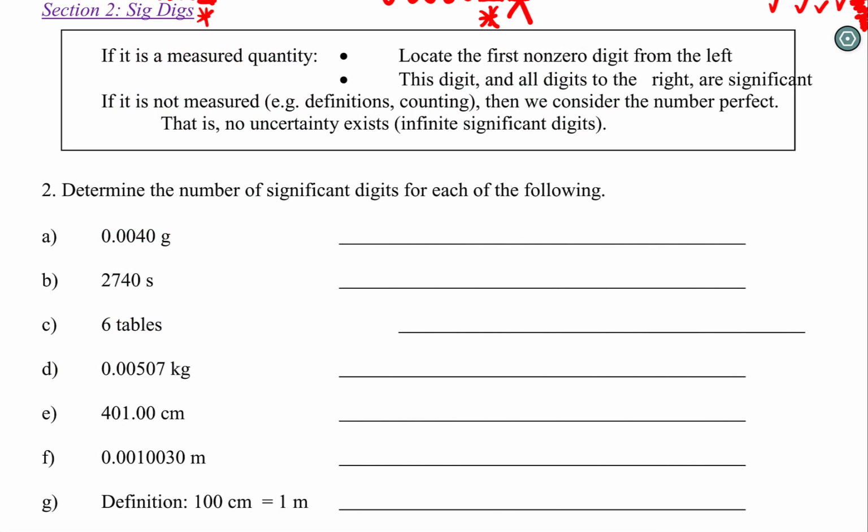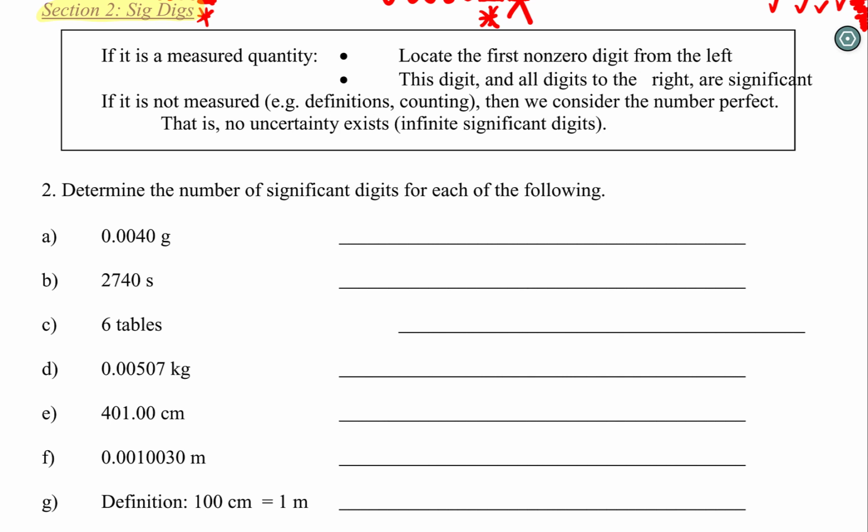The next basic math skill we're going to look at is significant digits. In shorthand, we write sig digs. So sig digs kind of represent how accurate a measurement can be, and there are a set of rules to follow to figure out how many significant digits you have in a certain number.